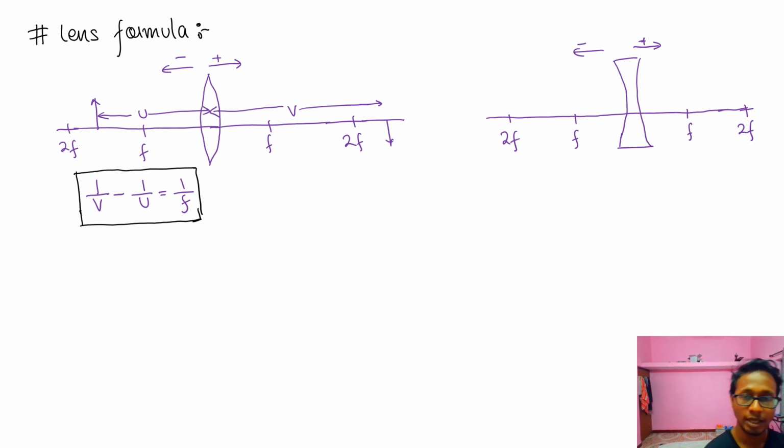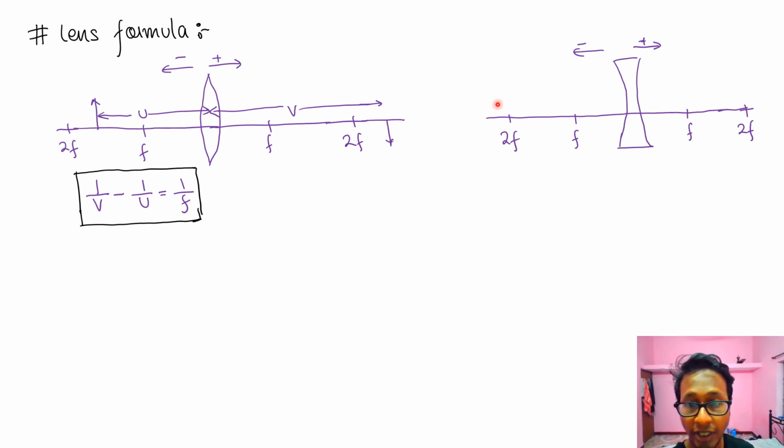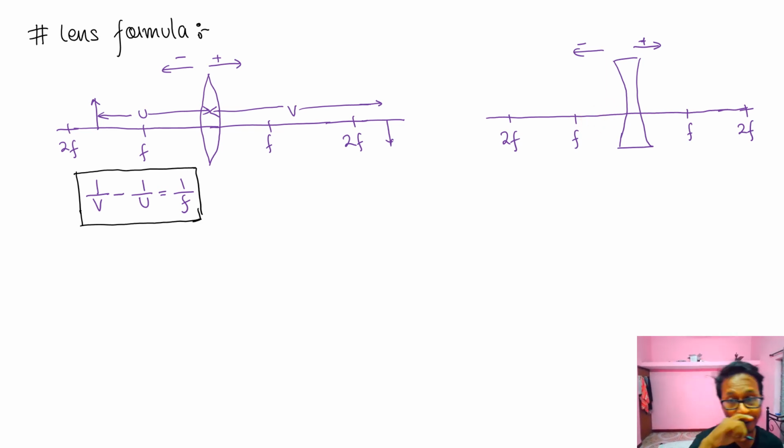Now there is an important terminology associated with focus that you should be careful with. For convex lenses, when the object is on the negative side, the focus will be taken on the positive side. That means you are taking this focus. And in concave lenses, when the object is on the negative side, the focus will also be taken on the negative side. So make sure you note this down.